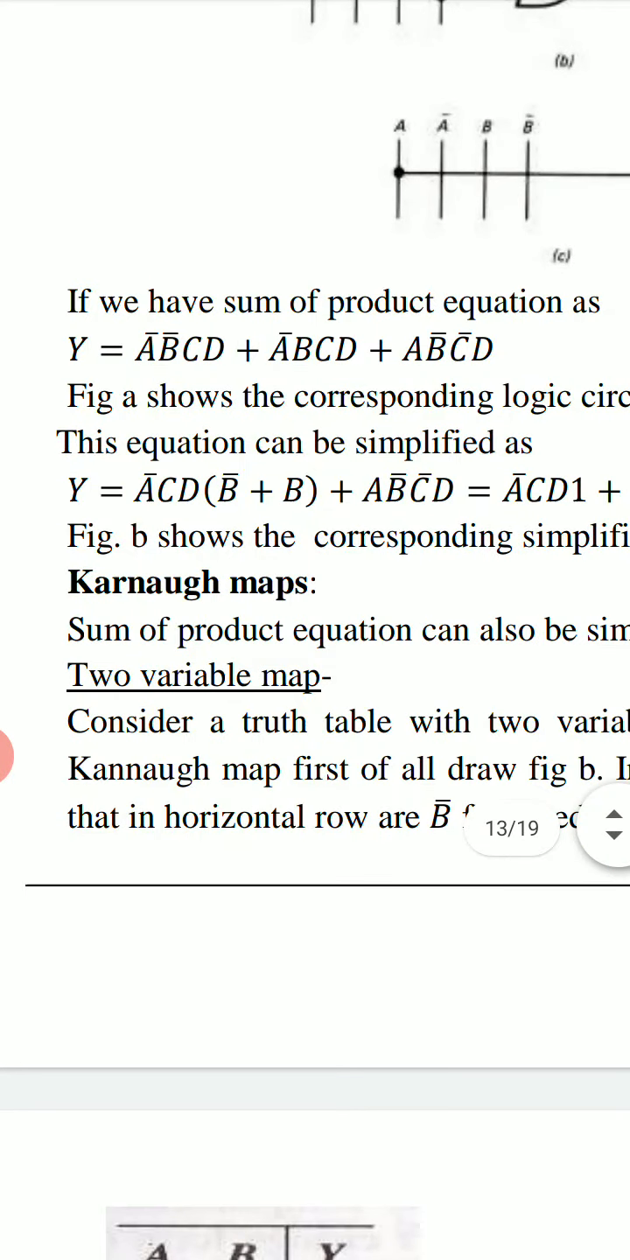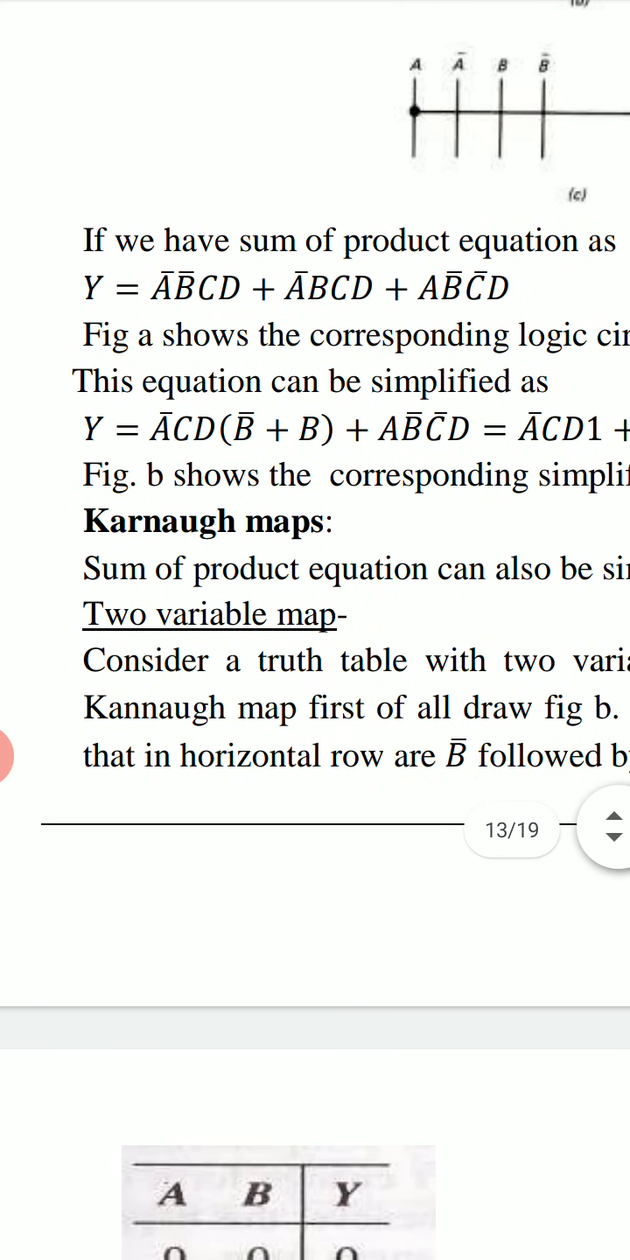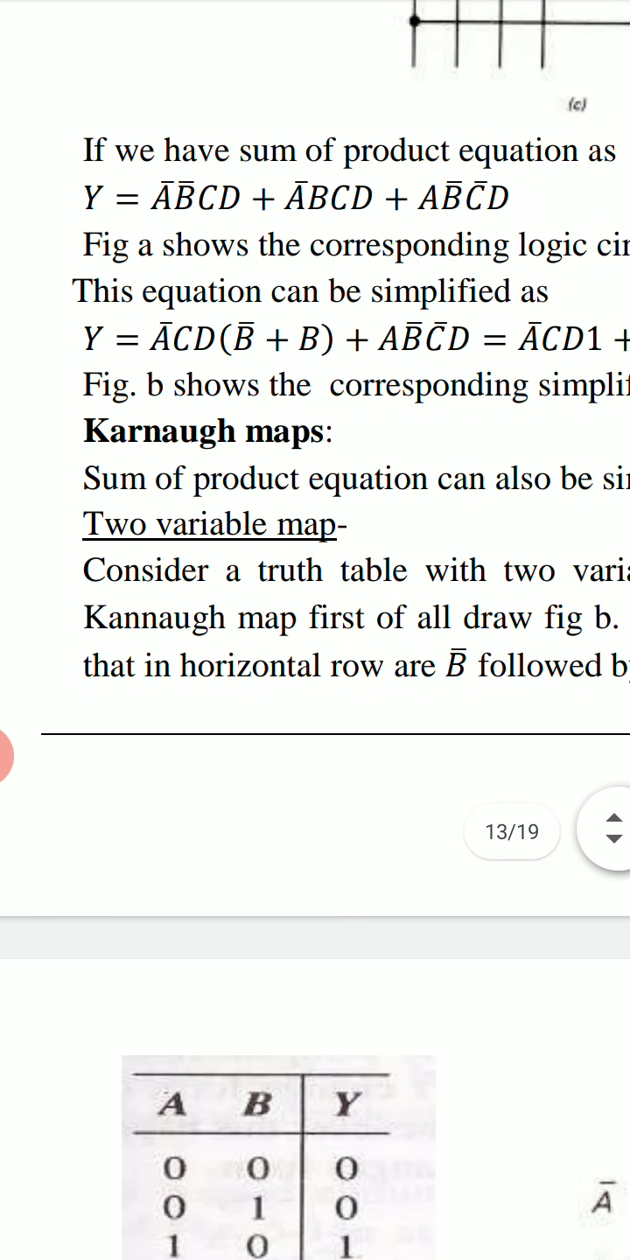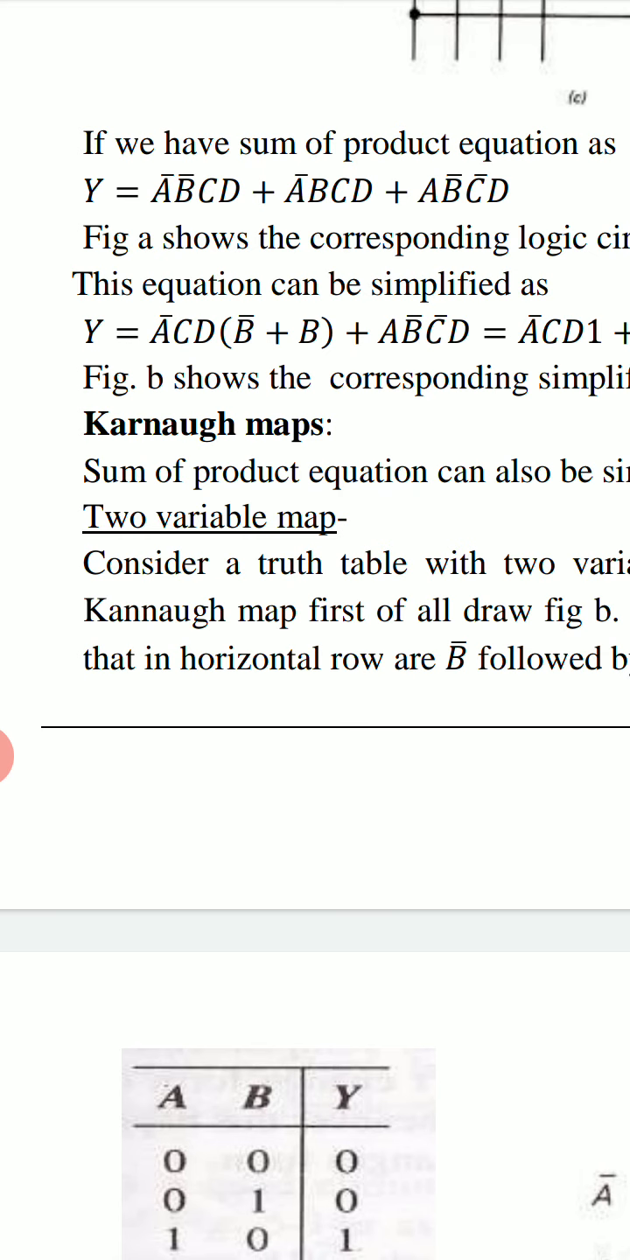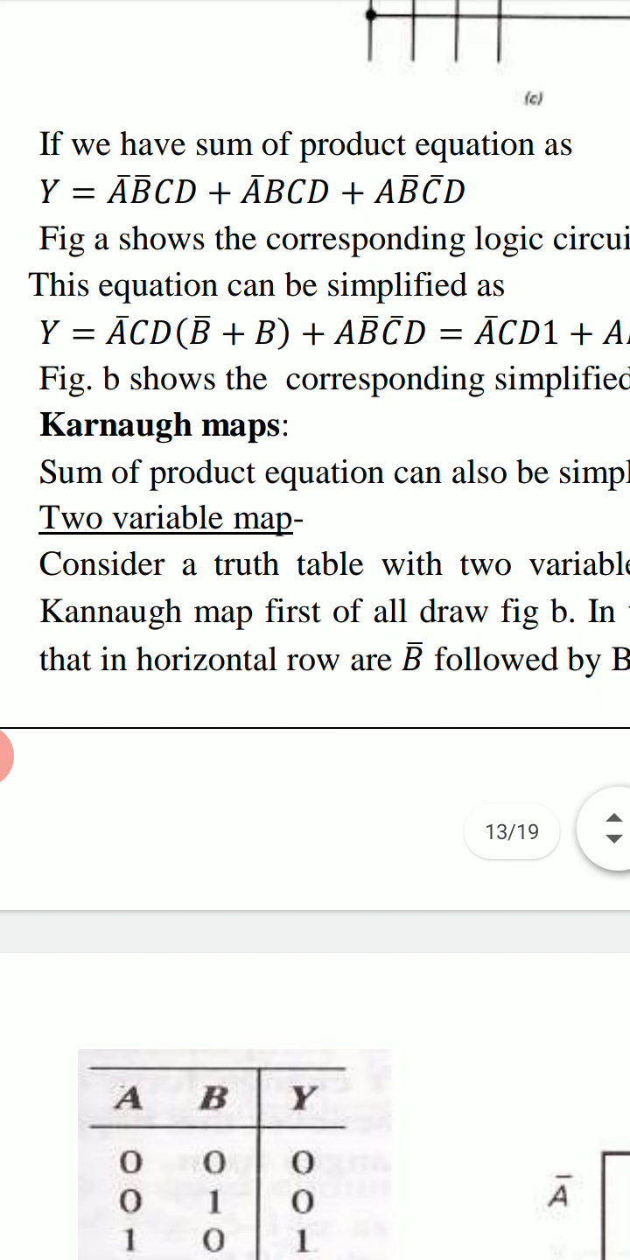If we have the sum of product equation as y equal to A bar B bar C D plus A bar B C D plus A B bar C bar D, then we can simplify this equation as y equal to A bar C D into B bar plus B. A bar C D is common in the first and second term, and the remaining terms are B bar plus B.